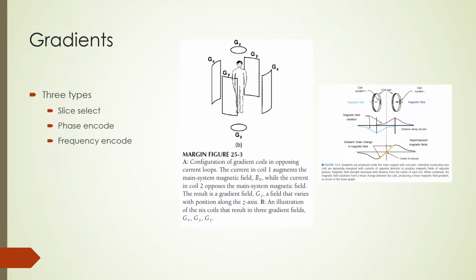The left figure shows the orientation of the gradients relative to the subject to be imaged. On the right image, two gradient coils are shown with the distribution of the magnetic field between the coils. The fields add up in the area between the coils to generate a uniform gradient.